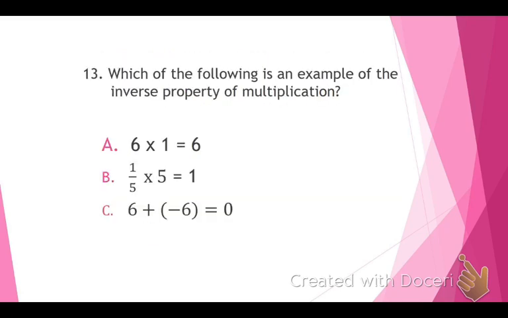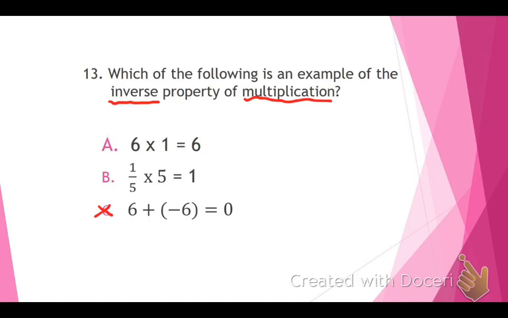On to the next one. Which of the following is an example of the inverse property of multiplication? The first one, the key word here, inverse. What does inverse mean? Opposite. The other keyword is multiplication. So let's just figure out right here. Does problem A have to do with multiplication? Yes, it does. Does problem B have to do with multiplication? Yes, it does. Does problem C have to do with multiplication? So we know it's not going to be problem C. I can get rid of that. Now, I've got to figure out between A or B.